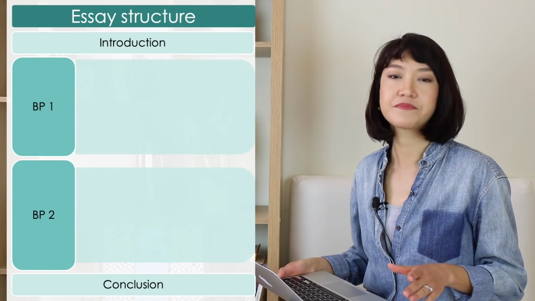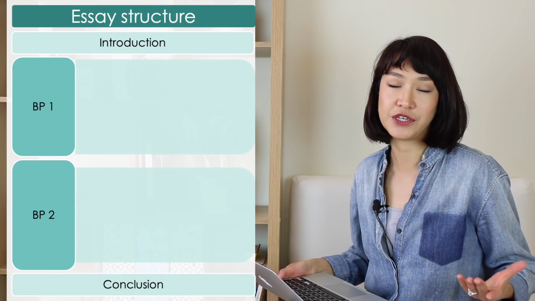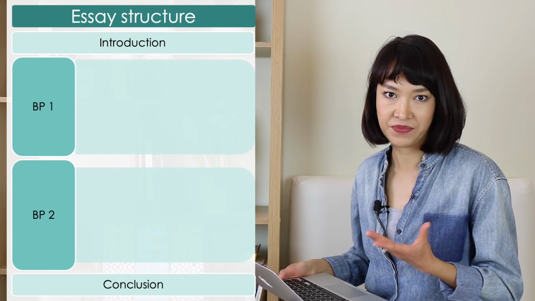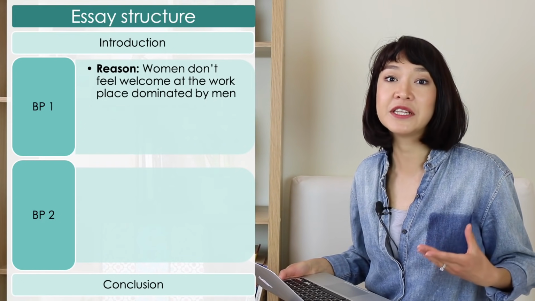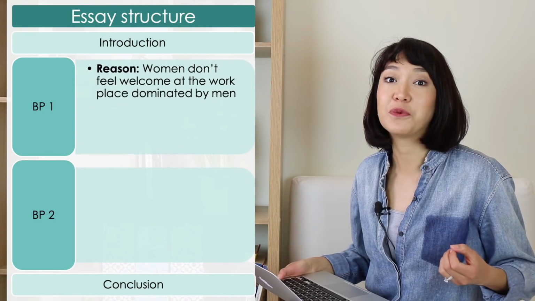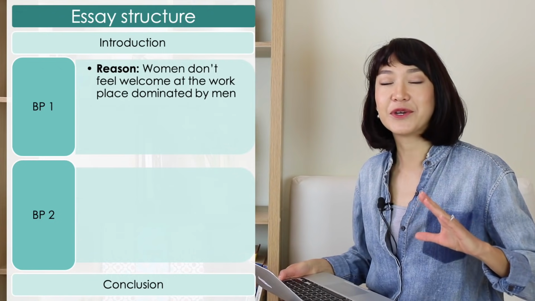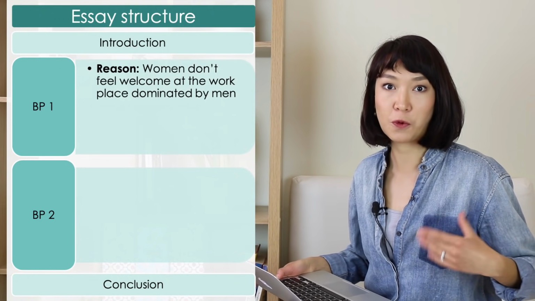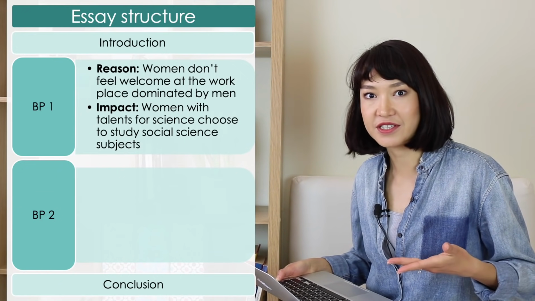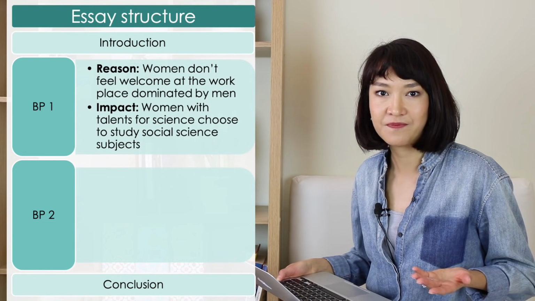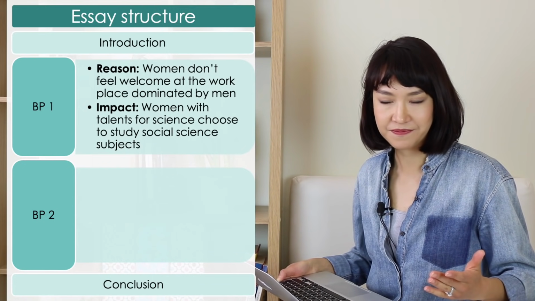Here is mine. In the first body paragraph, I'm going to give the first reason why not enough students choose to study science at university. And I want to say that many jobs in science are dominated by men, and women don't feel welcome there. That's why they don't study science at university. And then I'm going to give the impact straight away. So what's the impact? Women with the talent for science choose to study other subjects such as social sciences. That means economics, business, law, psychology, and so on.